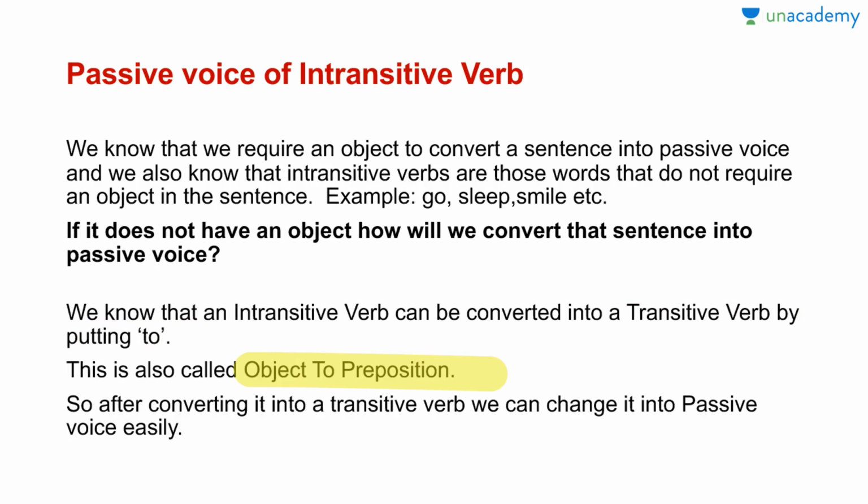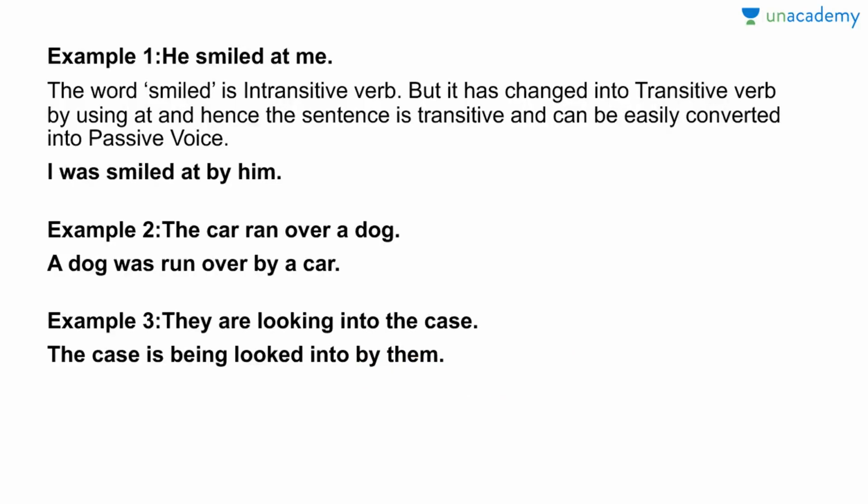So what we do is, after putting to, which is a preposition, we can put a word which can be a noun, an adverb, or an adjective. Here is an example for you. He smiled at me. Now, if the sentence were just he smiled, we would be putting at me from our own side.